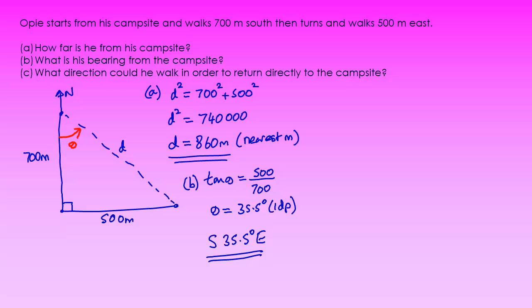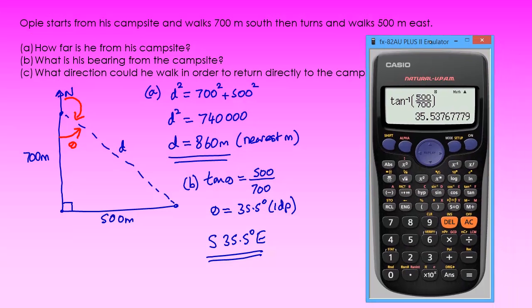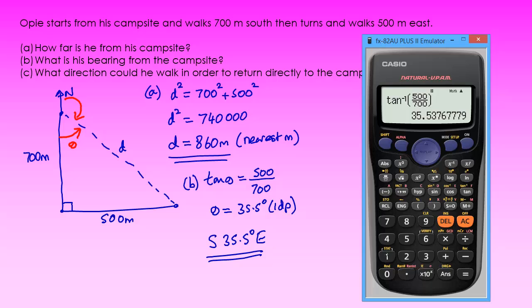Alternatively, we could have given that as a true bearing, and true bearings are always how far we've gone clockwise from north. So in order to get that, we could do 180, take away the angle we just found, and we could give that as 144.5 degrees as a true bearing. But we've been using compass bearings in this exercise so far, so this is the answer we should give.